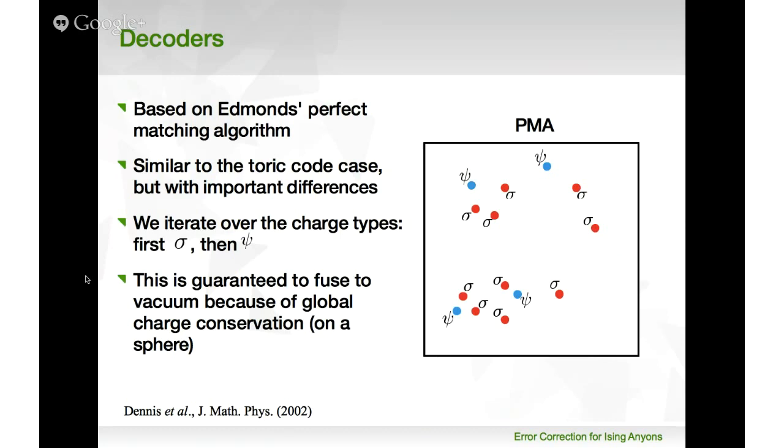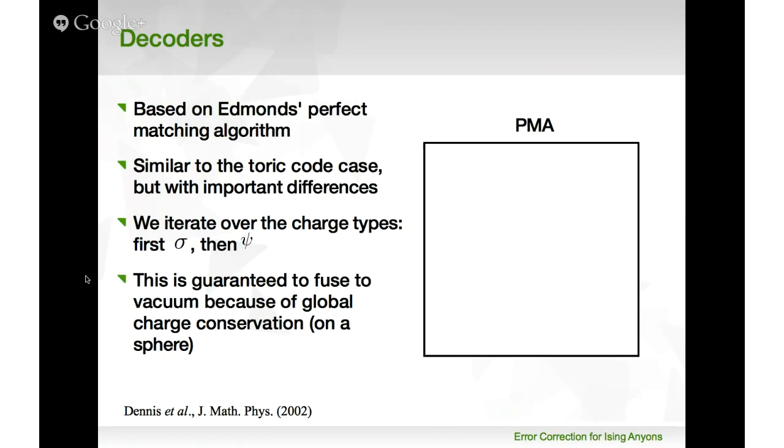A decoder which works a little bit better, giving cleaner thresholds and higher values of the threshold, is the one based on Edmonds' minimum weight perfect matching algorithm, which was first discussed in this classic paper by Dennis et al. This has been used a lot with respect to the toric code case, but again, there are a few important differences. We again iterate over charge type and measure charge configurations. Here's the perfect matching algorithm illustrated. We first find a minimum weight matching, in terms of path length, between just the sigma particles. We fuse them together. Some of them fuse to psi particles, some of them fuse to vacuum. We can, of course, ignore all the vacuum particles. Then we find another minimum weight perfect matching on the remaining psi particles, and these fuse to vacuum. We just have to hope it's a decoding failure if I accidentally wrap something non-trivially around the torus.